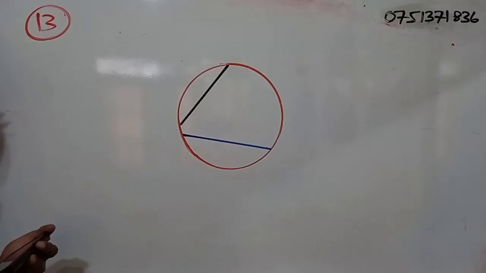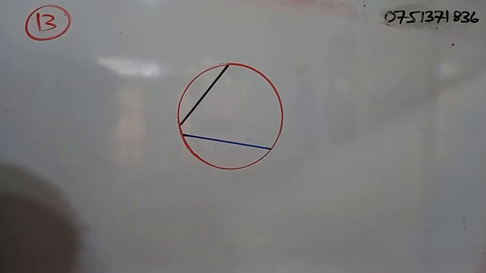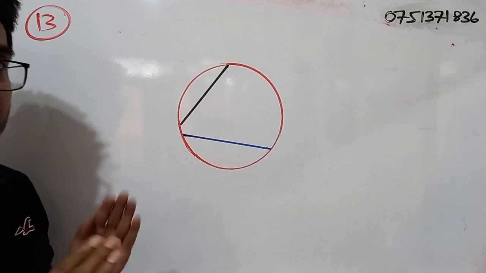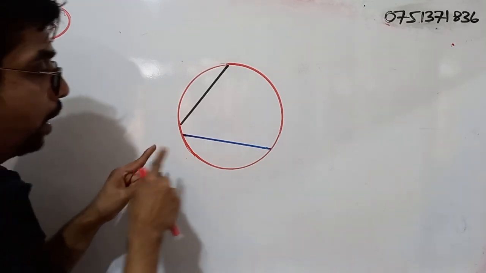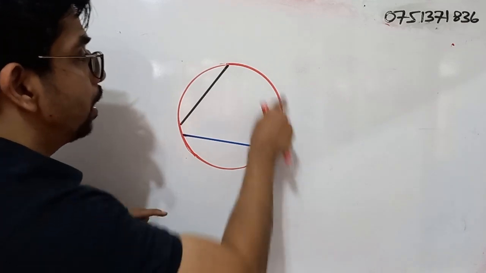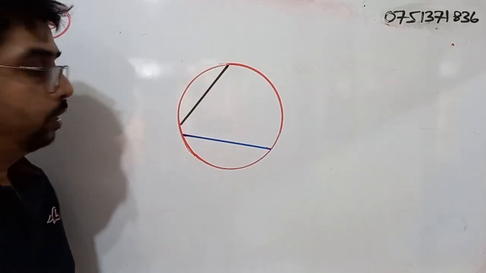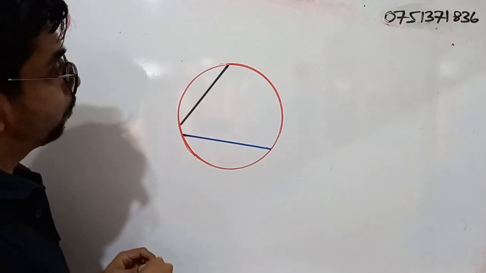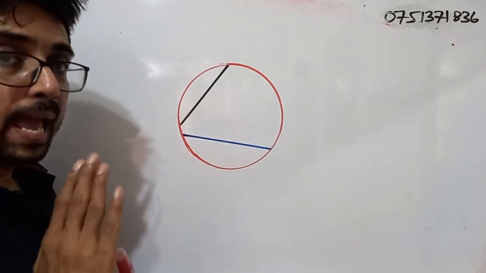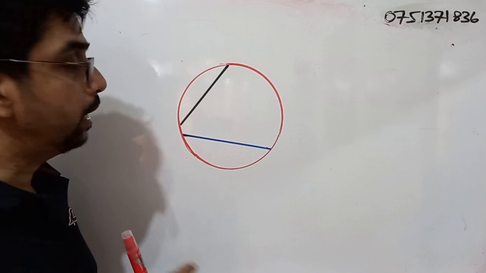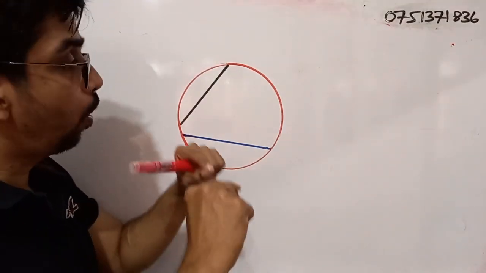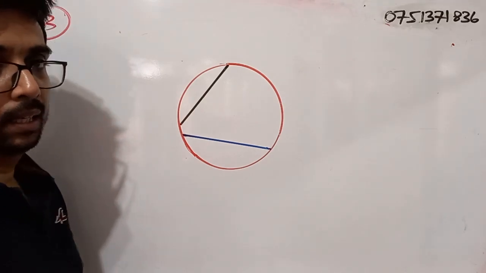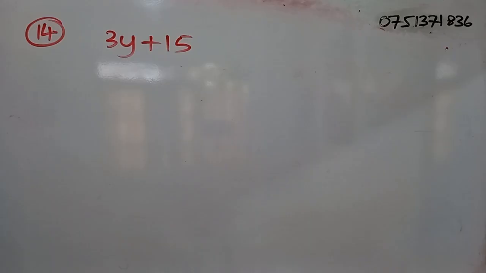Right. Question number 13. Draw a chord on the circle. Chord means what, with regard to a circle? Simply, it is a line that connects 2 points on the circle. Right? So, in this manner which I have drawn on the whiteboard, you can draw any chord, but the thing is, the line should be connecting 2 points on the circle.